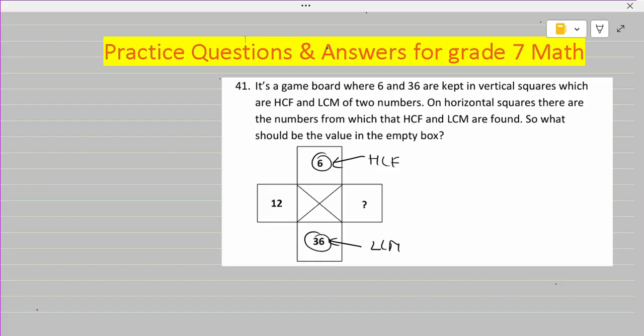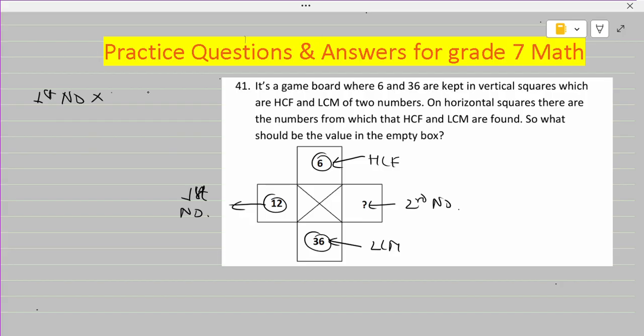On the horizontal squares there are the numbers from which that HCF and LCM are formed. This 12 is the first number, and the empty box should contain the second number. We have to find the value in the empty box. We need the relation between the two numbers and their HCF and LCM. The product of the numbers and the product of HCF and LCM will be equal, and we use that to find the second number.